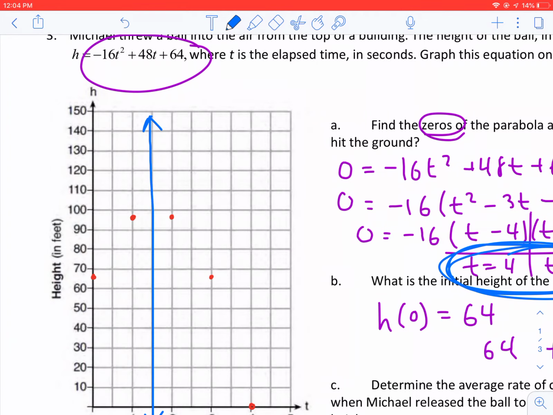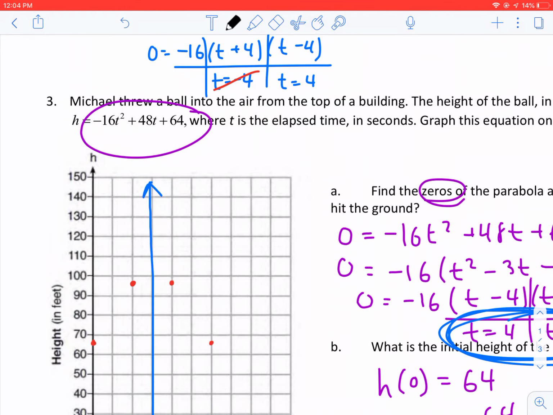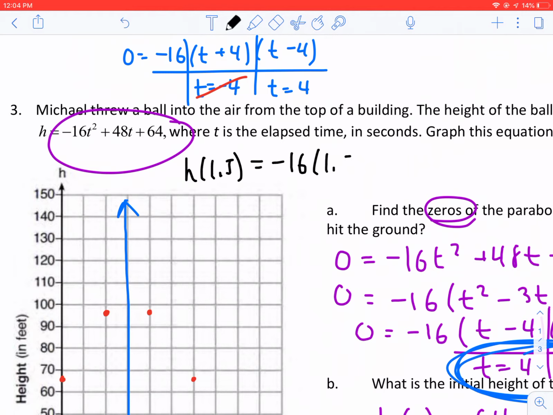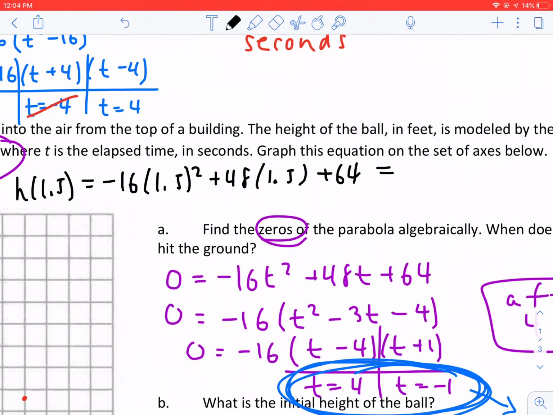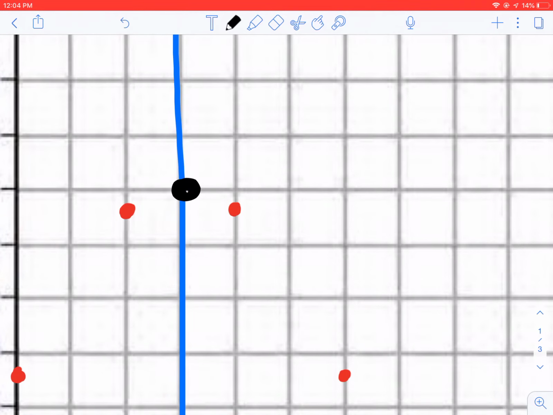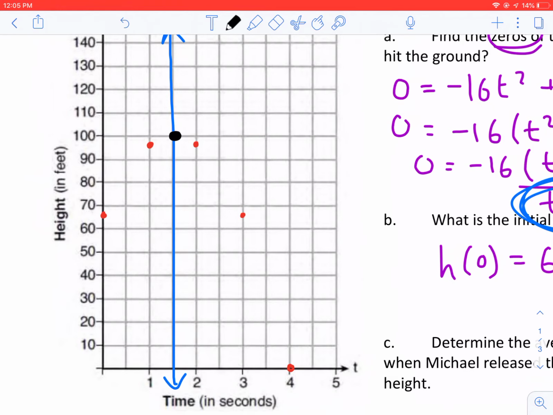Our axis of symmetry is going to be right here at 1.5. So if I want to find the vertex, I'm going to plug in a 1.5 to get the height of this ball at 1.5 seconds. So h of 1.5 would be negative 16 times 1.5 squared plus 48 times 1.5 plus 64. If I type that into my calculator, it looks like this is equal to 100. So that's the vertex right there, and that is what the height of the parabola is going to look like as a function of time.